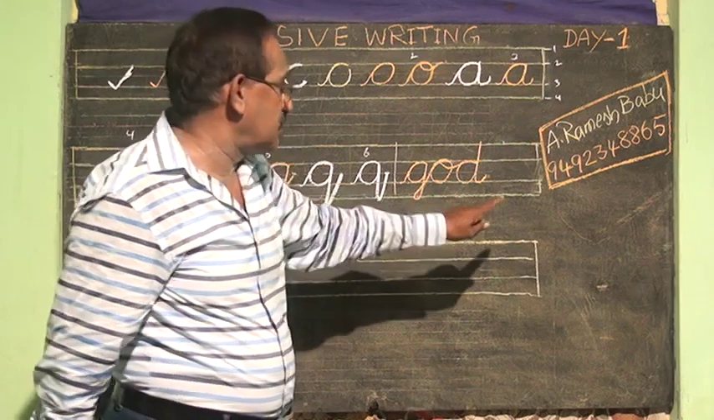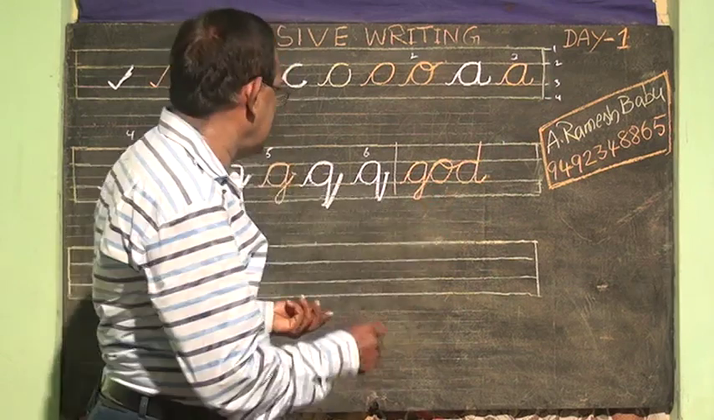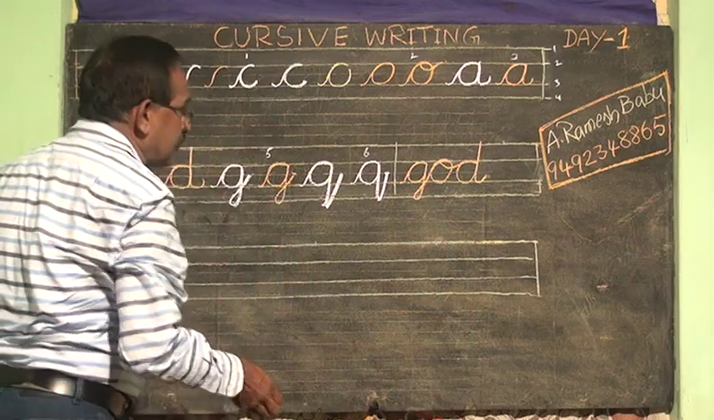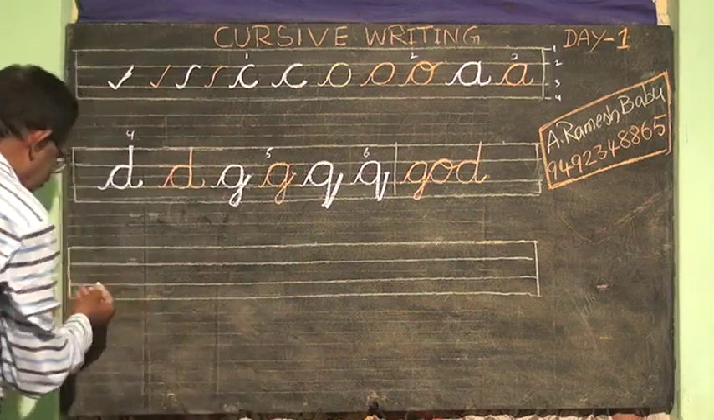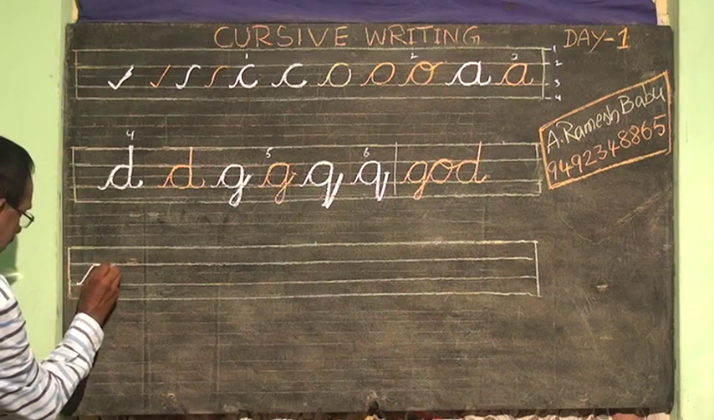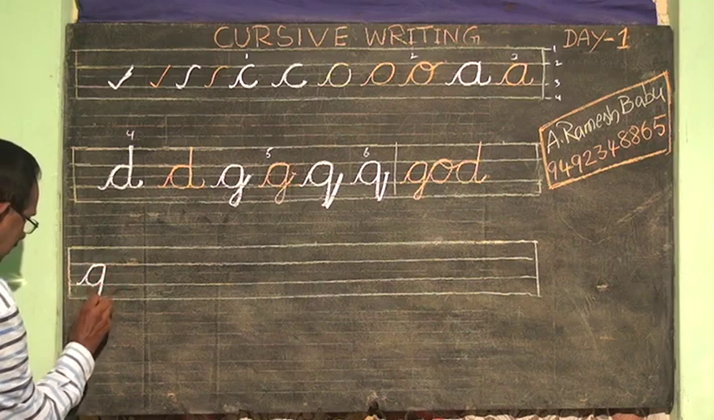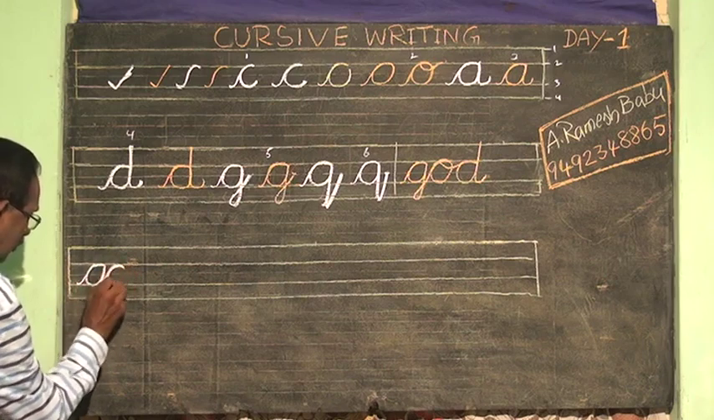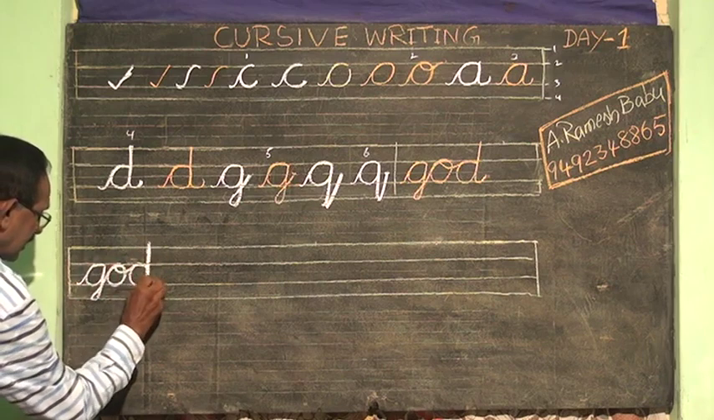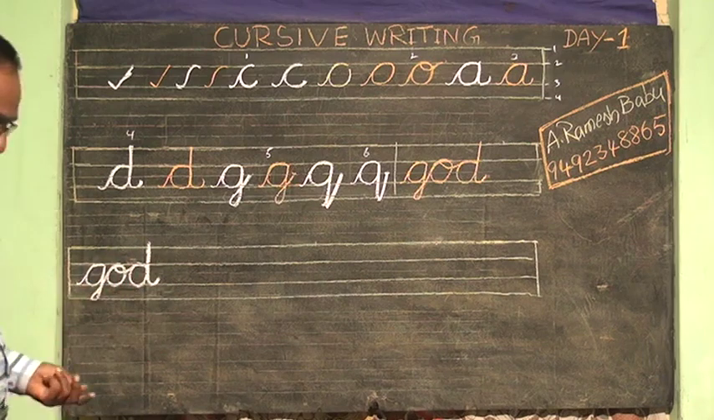So G-O-D, I join all three individual letters. This is called the cursive way. Here I write again, God. Look very carefully now. G-O-D, God. G, O, make a curve, and then D. God.